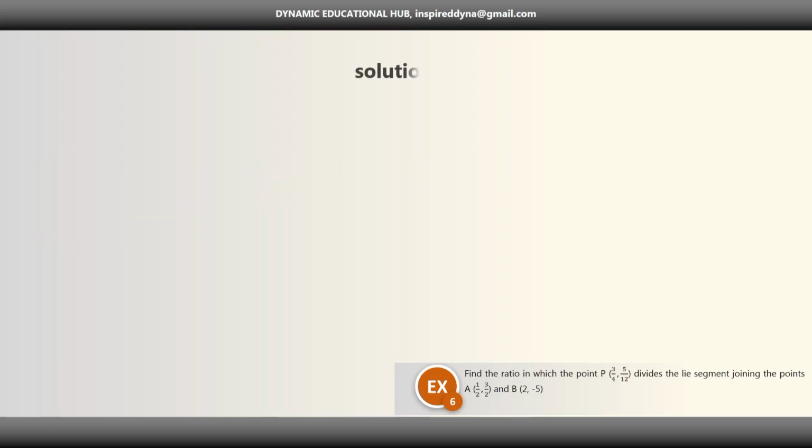Now to solve this, we are given A, which is 1 over 2, 3 over 2, given B, 2, minus 5, and we are given a point on that line, which is 3 over 4, 5 over 12. So this point is being divided using this unknown ratio, let's just call it M1 ratio M2. You don't know it. Now, to make our work clearer, let's use A to represent M1, and B to represent M2.